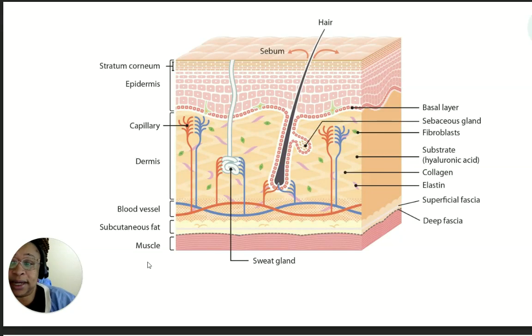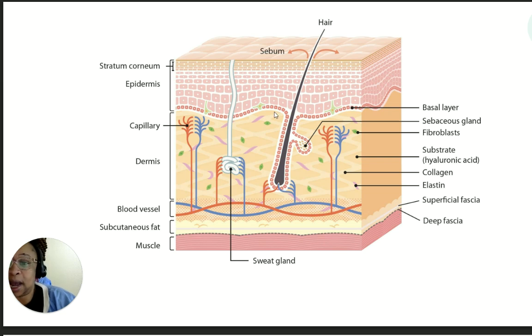Now, this is a breakdown of the different layers in the actual skin. We have here the epidermis, and then we have the papillary layer and the dermis. We have blood vessels, subcutaneous fat and muscles, sweat glands. We also have the collagen, superficial fascia, and also deep fascia, which means that it's the lower level of the actual skin. And we have it all broken down here.